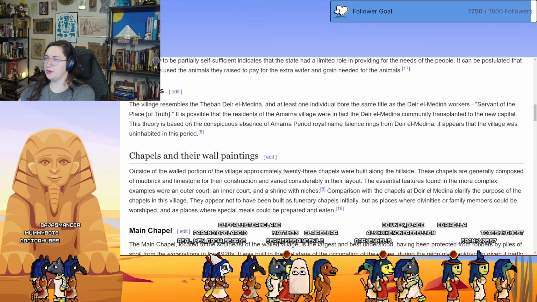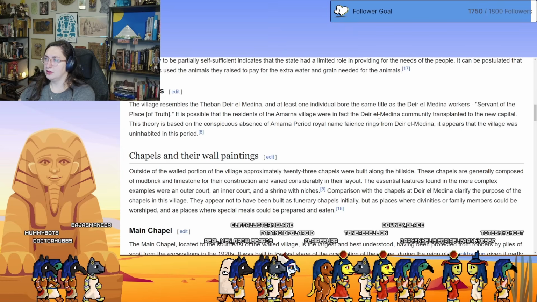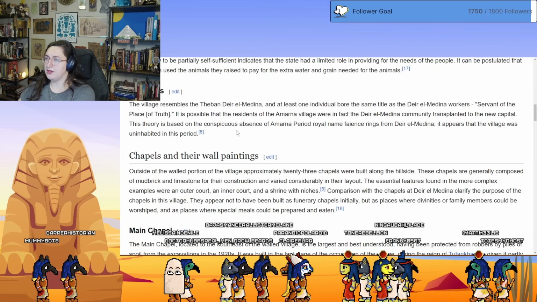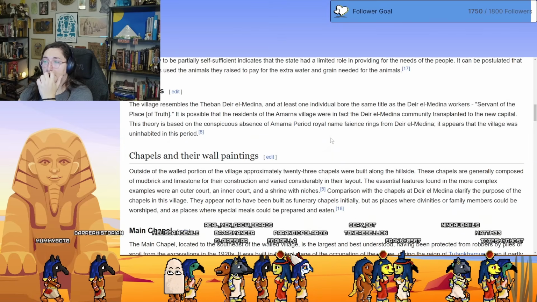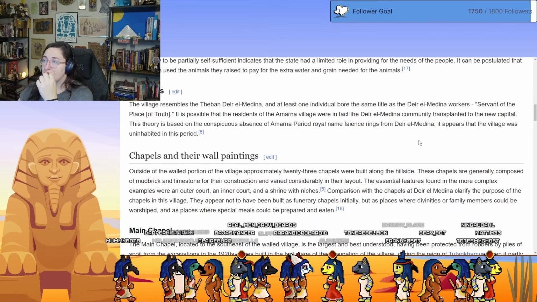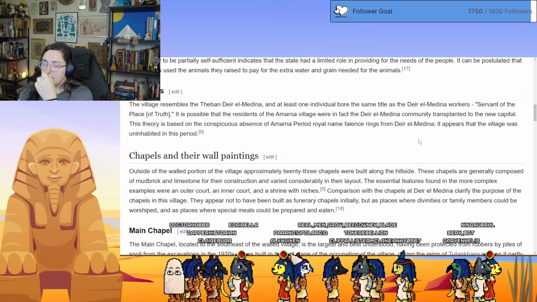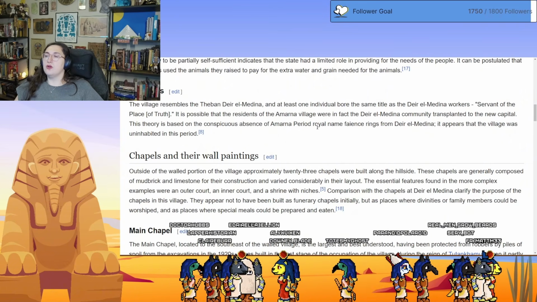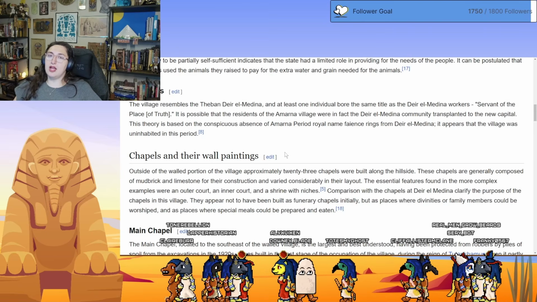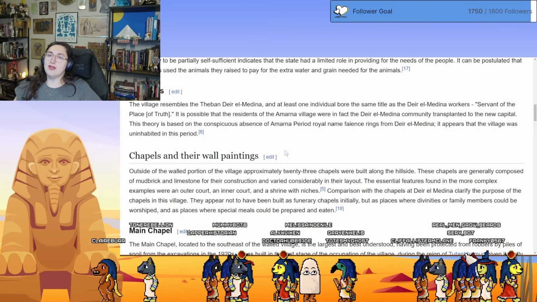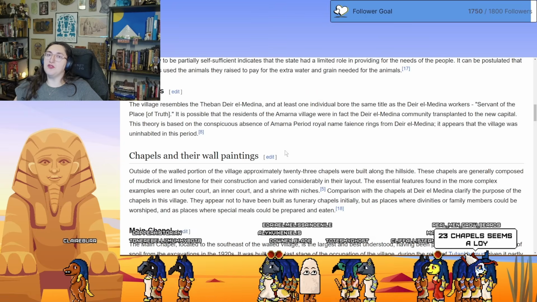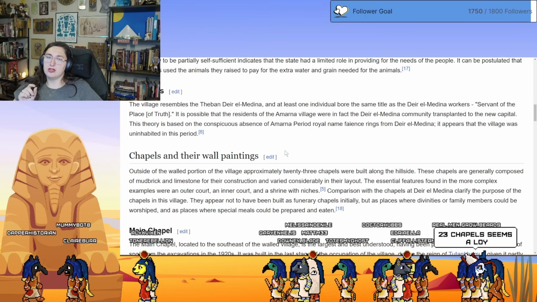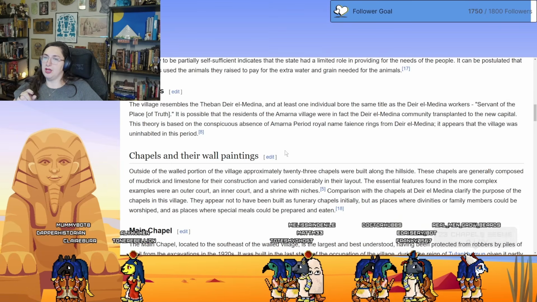Oh, that's so weird. Based on the conspicuous absence of Amarna period royal name faience rings from... Oh, that's so weird. I have never heard about this before. So, Deir al-Medina is so similar, and I did forget that Deir al-Medina was around before the Amarna period. Just a little bit, but before the Amarna period.